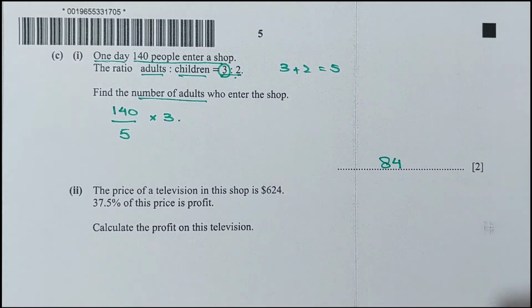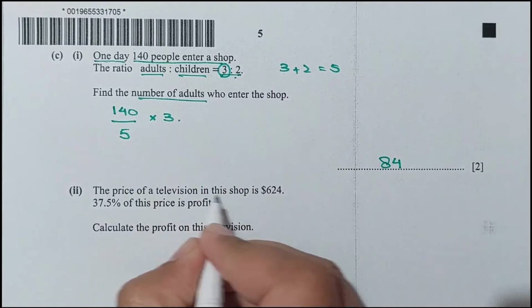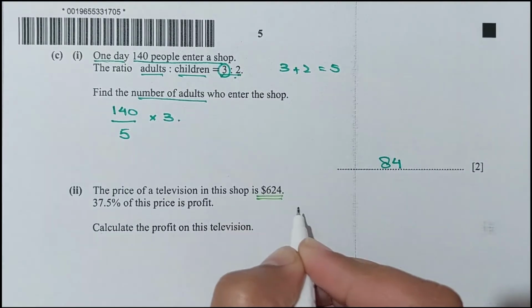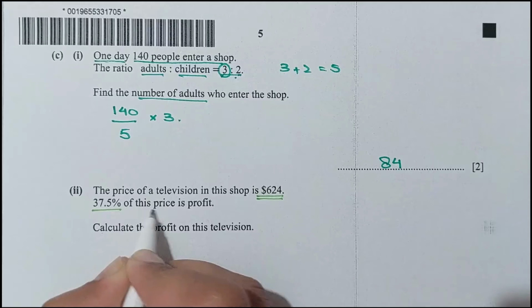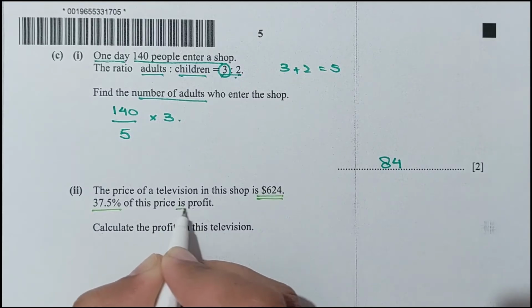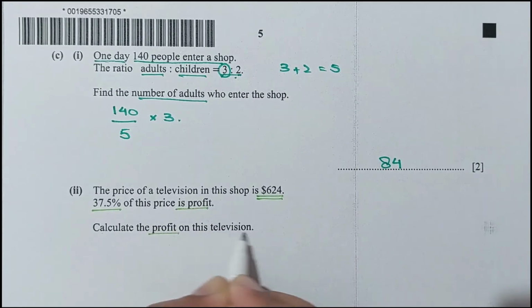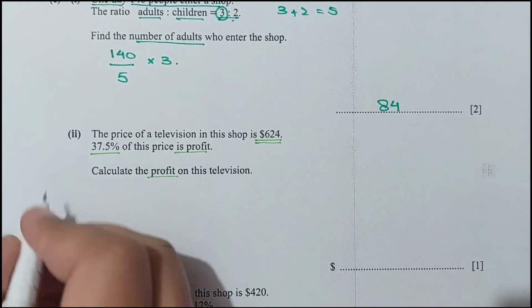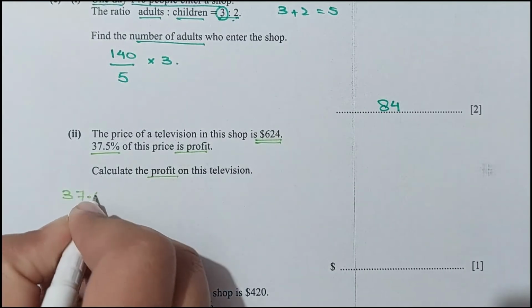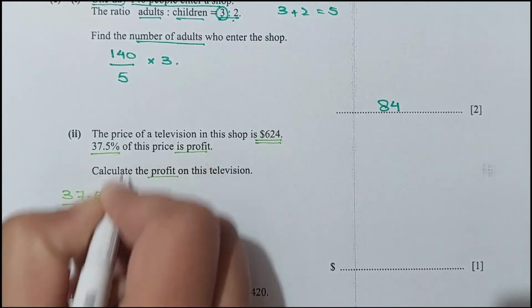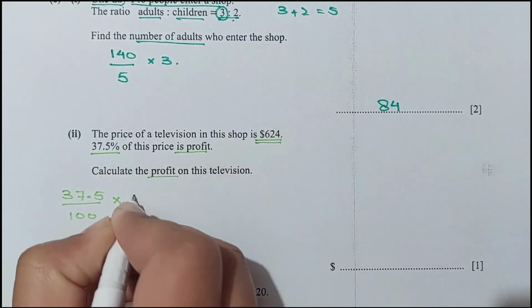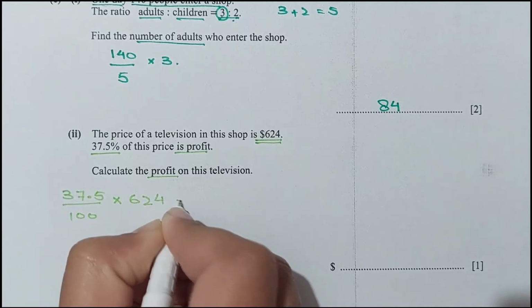Now for the second part. The price of the television in this shop is $624. 37.5% of this price is profit. Calculate the profit on this television. 37.5% means 37.5 over 100, and "of" means multiply, so multiply by the price, 624, to get the profit.